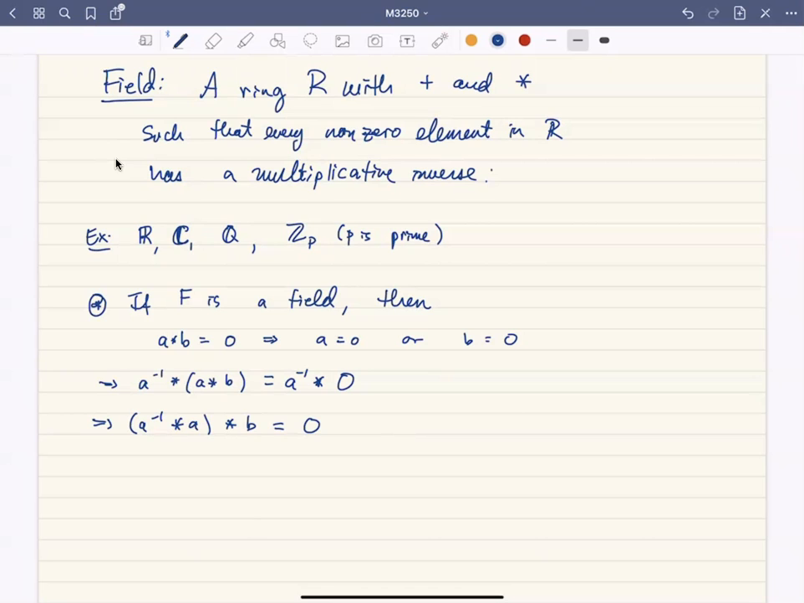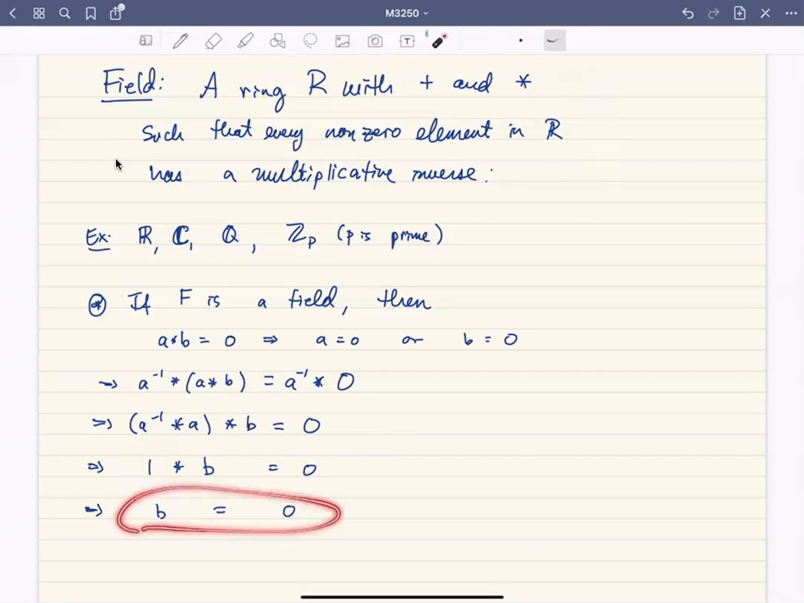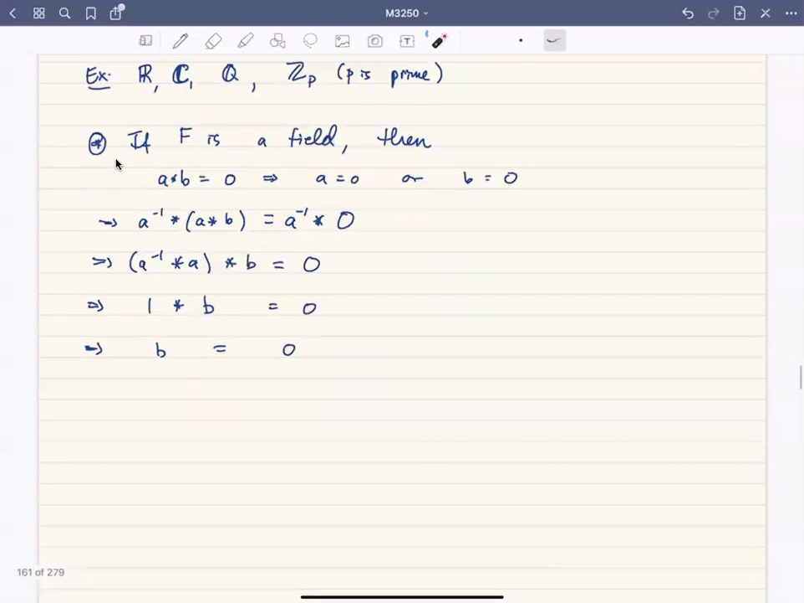Now, a inverse times a on the left side of this equation is just the multiplicative identity, because we know that fields are the rings where every non-zero element has a multiplicative inverse. The multiplicative inverse of a times a is just the multiplicative identity. That's what we mean by a multiplicative inverse. And of course, the multiplicative identity times b is just b. So if a is not zero, then b is zero, and we win. Fields have this nice property that if you take the product of two terms and you get zero, then one of them must be zero.